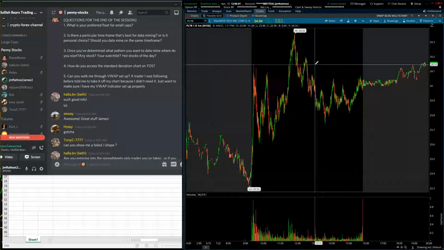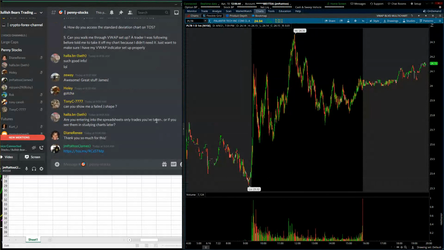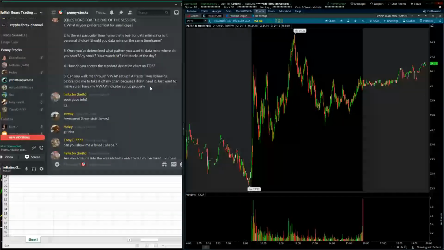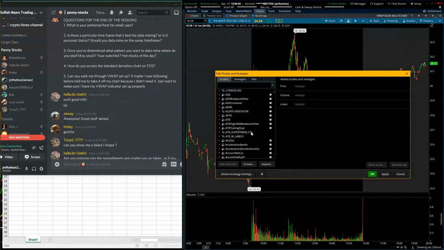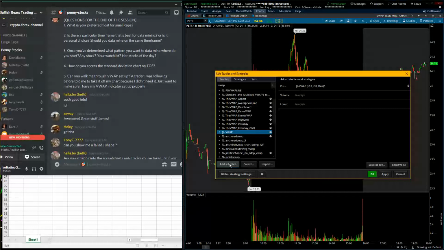So if you've got a blank chart on your page, you go to the beaker icon, in your search bar next to the studies, you type in VWAP. And then TOS's is just called VWAP. Click that, and you add selected. Boom.